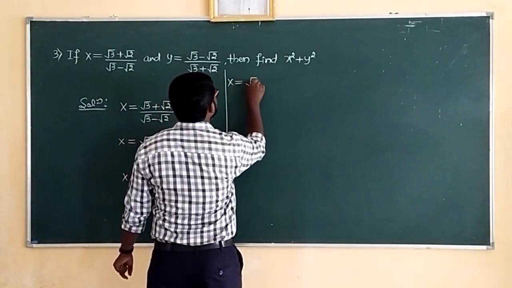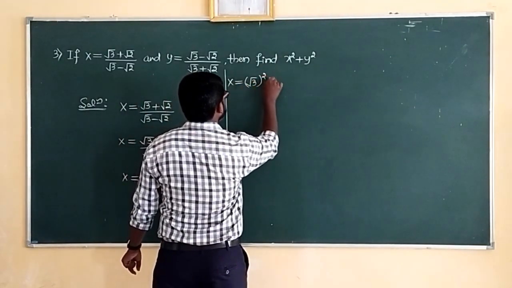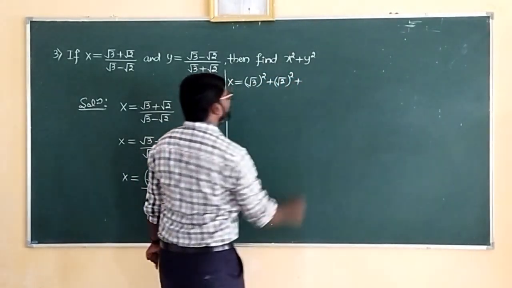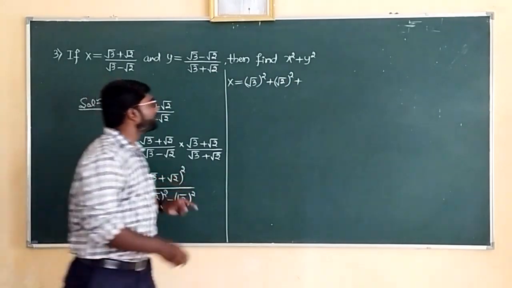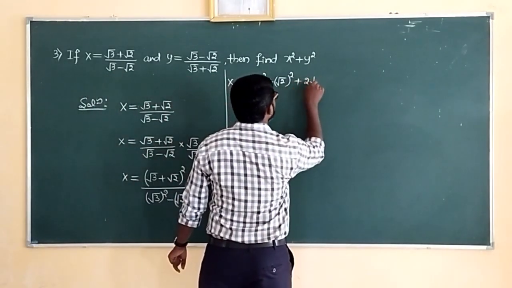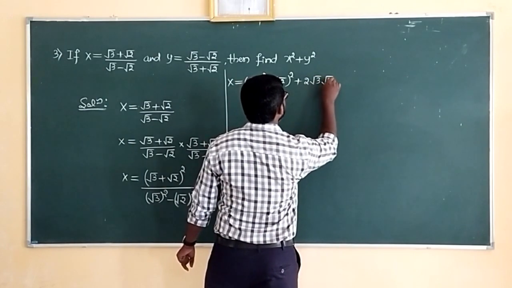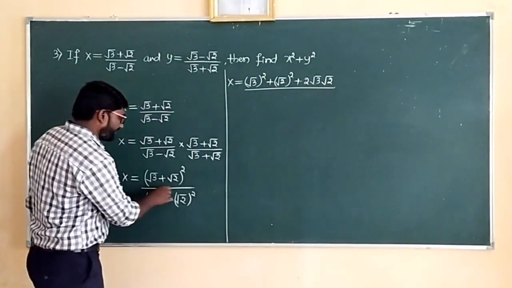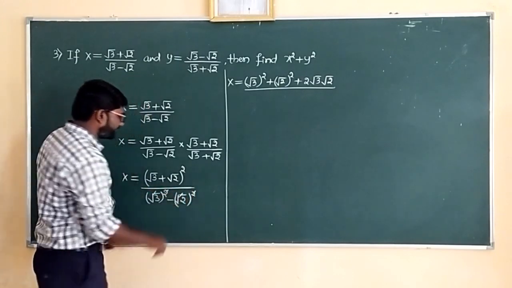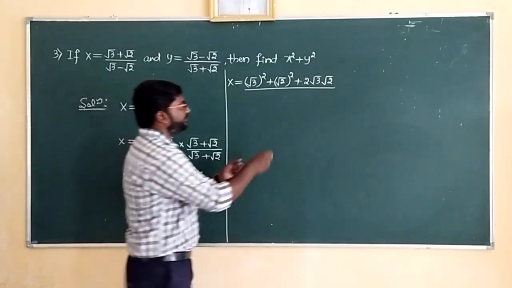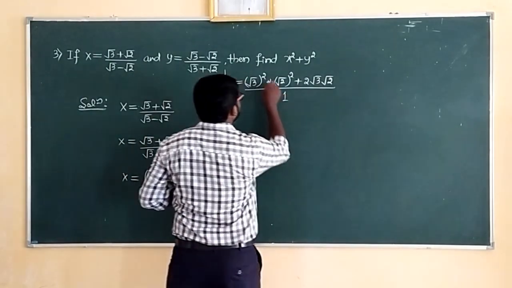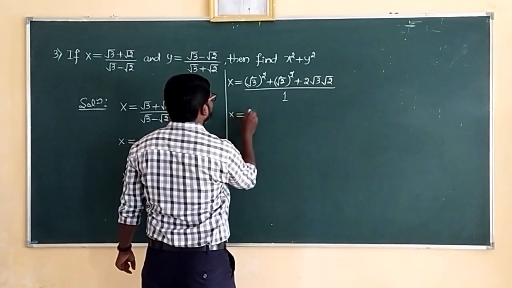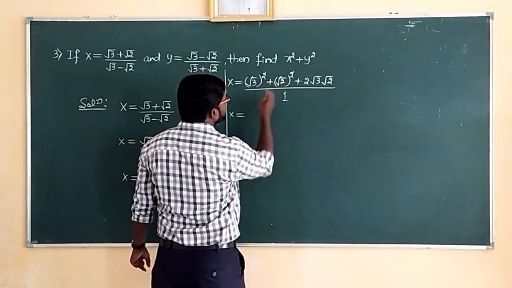a square, that is root 3 square plus b square, root 2 square, plus 2ab, 2 into root 3 into root 2, divided by... here square and root get cancelled. 3 minus 2 it is 1. So write 1 here. So now square and root, here square and root get cancelled. x which is equals to 3 plus 2, it is 5.